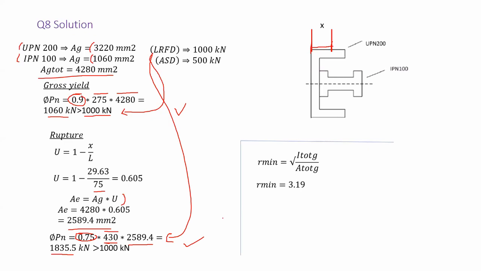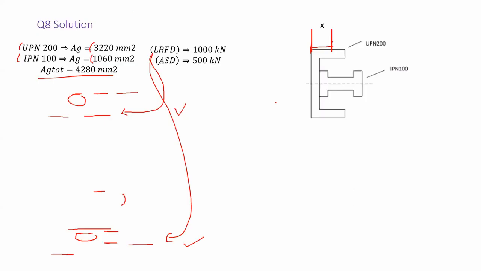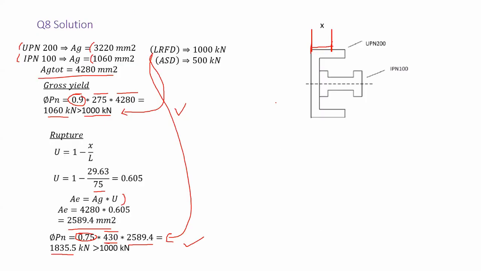Now, in the question, it is asking us one more thing. It is asking us to find the maximum length preferred for this tension member. So we will be using the same equation we had before: L equals r minimum multiplied by 300. Since we have a built-up section, you're supposed to find r minimum, the radius of gyration, by yourself. How do you do that? You have the equation. You have to calculate for each member alone.